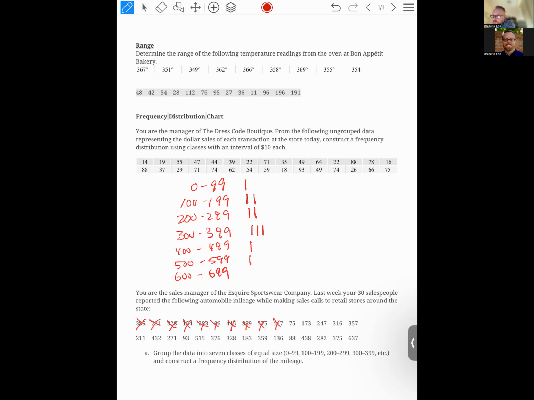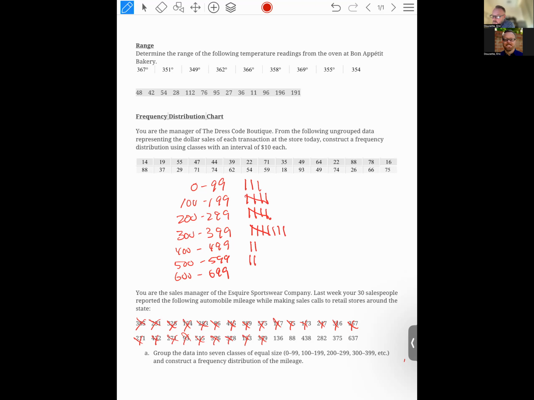117 would go here. 75 would go there. 173 would go here. 247 would go here. 316 would go here. 357 would go there. 211 would go here. 432 would go there. 271 would go there. 93 would go here. 515 would go there. 376 would go here. 328 would go there. 183 would go here. 359 would go there.